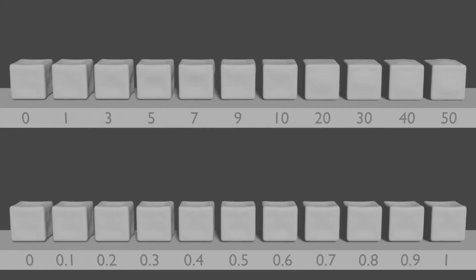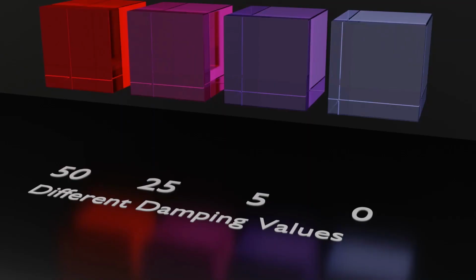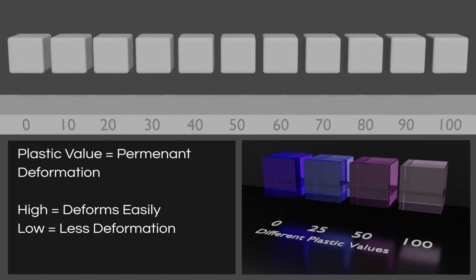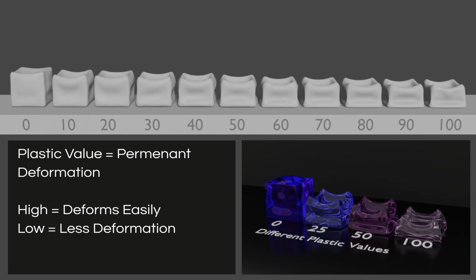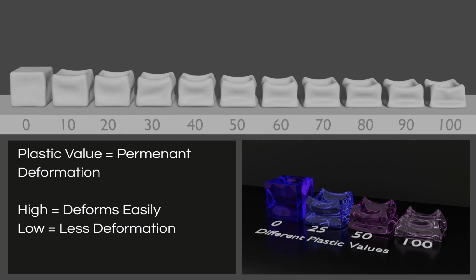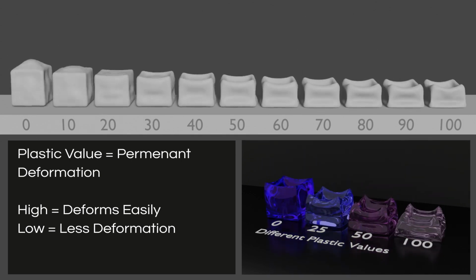Damping is the friction for edge springs. Higher values dampen the push-pull effect and soften the simulation. Plastic value causes permanent deformation. Higher values mean it could be deformed more easily. If you don't want any deformation, you can leave this as zero.